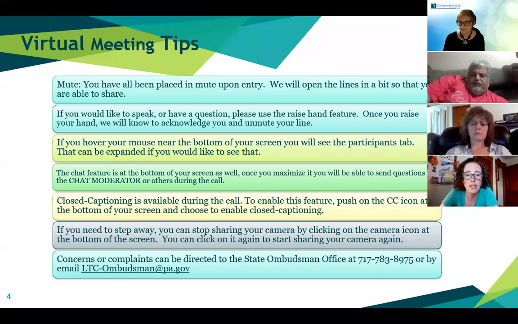If you need to step away for any reason, you can stop sharing your camera by clicking on that icon at the bottom of your screen. You can then click on it again when you come back to the computer and you want to start sharing your camera again. Any concerns or complaints can be directed to the State Long-Term Care Ombudsman Office at 717-783-8975 or by email at ltc-ombudsman@pa.gov.